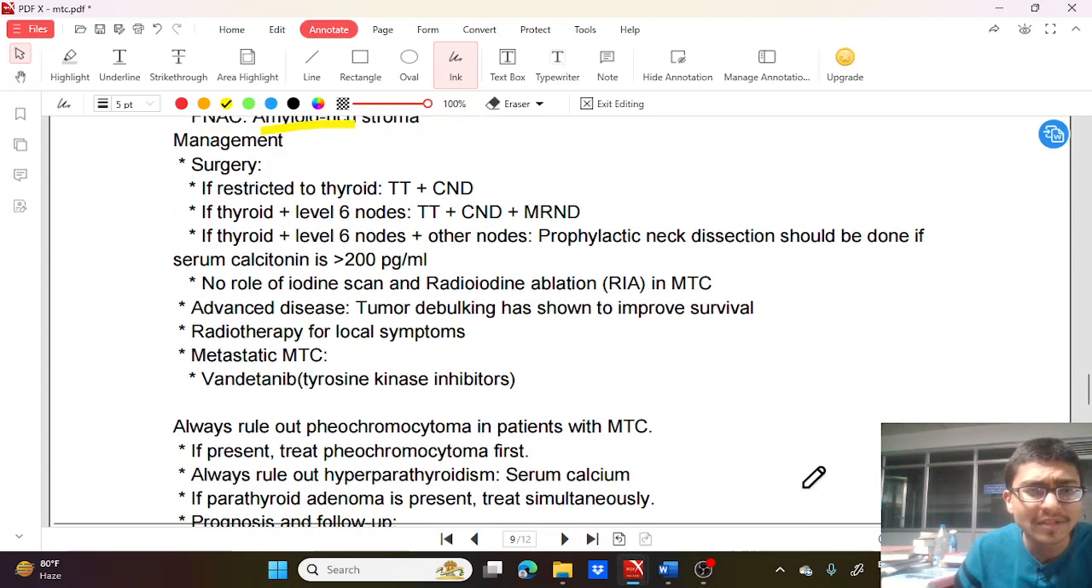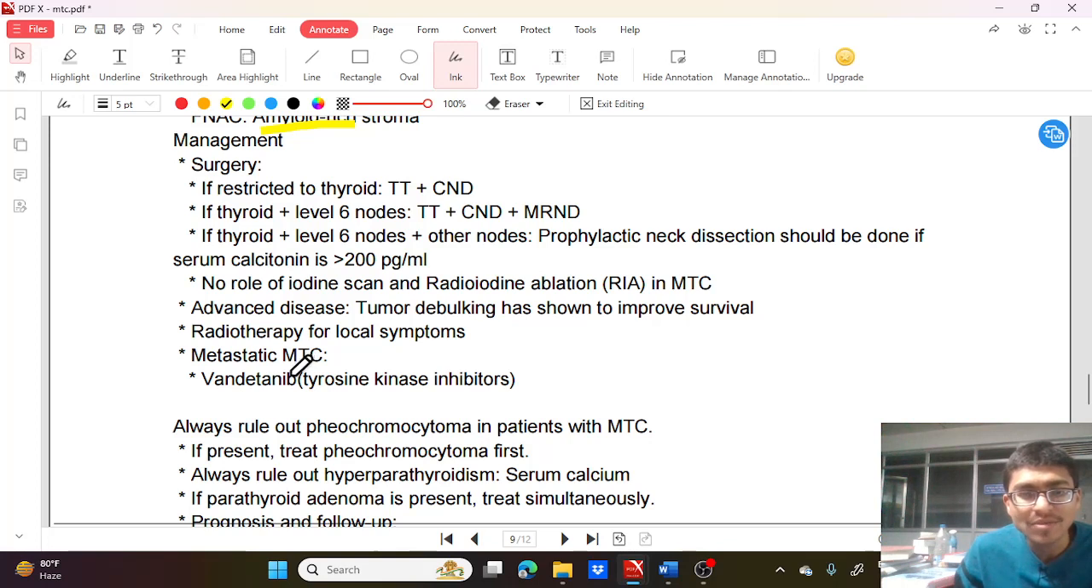So here we'll not be having any role of radioiodine or iodine scan because there's no uptake. In the advanced cases, we can go for tumor debulking to improve the patient survival. Radiotherapy can be useful for local symptoms to restrict the disease. And in case of metastatic disease, we will go for vandetanib, that is a tyrosine kinase inhibitor.